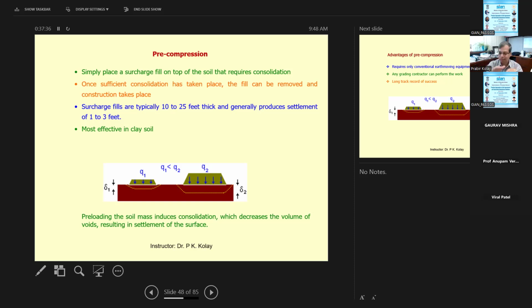Also, you can use the settlement plate to find out the settlement below the heap of the soil. So when the settlement is almost constant and stable, then you just remove that load and do your actual construction.